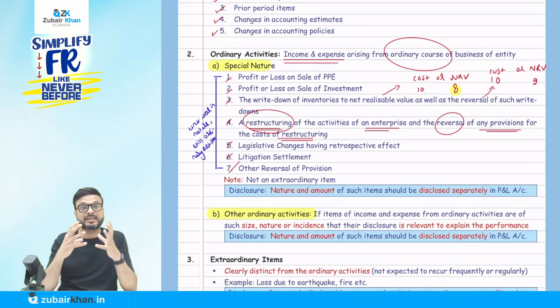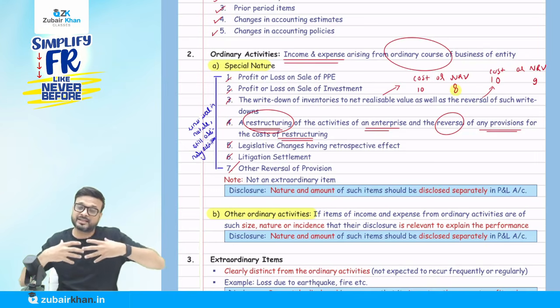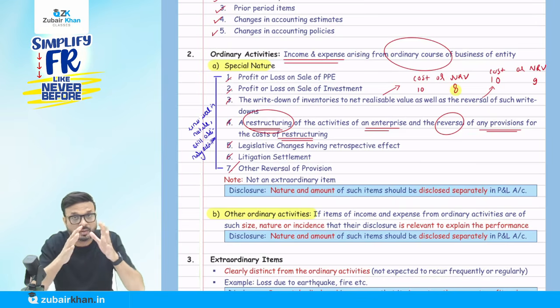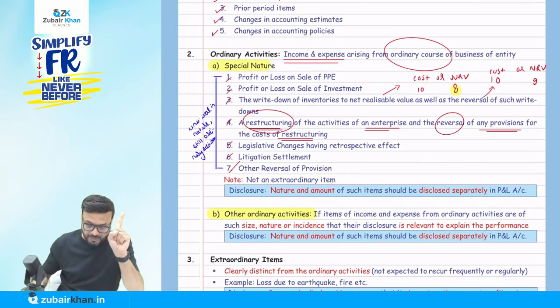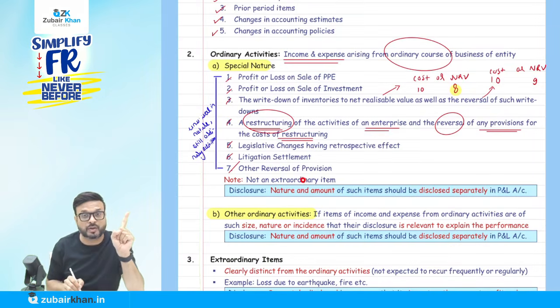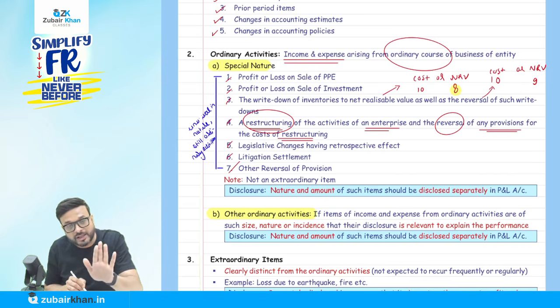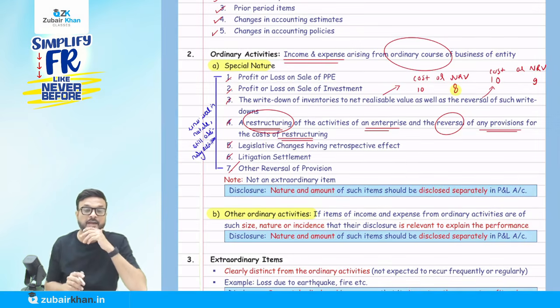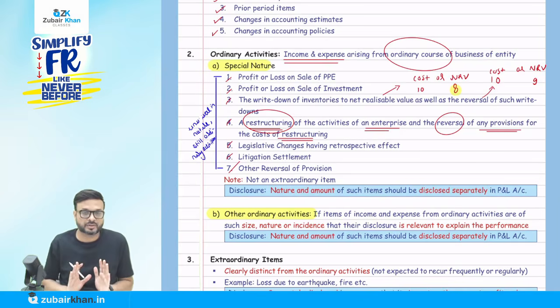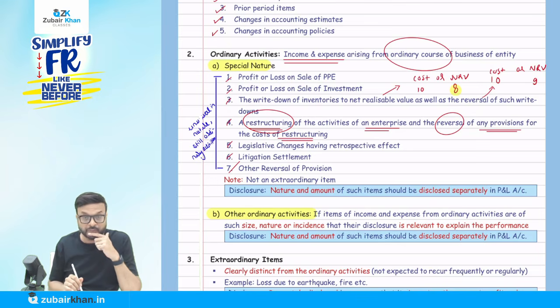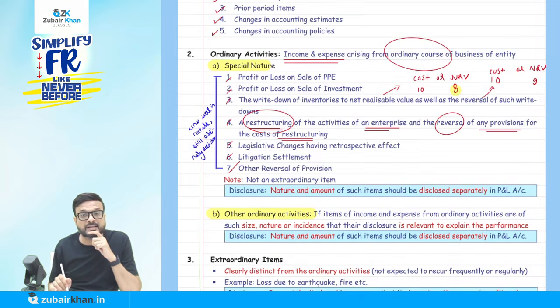So remember, these 7 items might look like, sir, this is not ordinary, this is extraordinary. But listen, these are ordinary items and not extraordinary. These all 7 are special nature ordinary items. Now, this AS5 talks about how to disclose it in the profit and loss account. So how will you disclose it here now? Nature and amount of such item should be disclosed what?